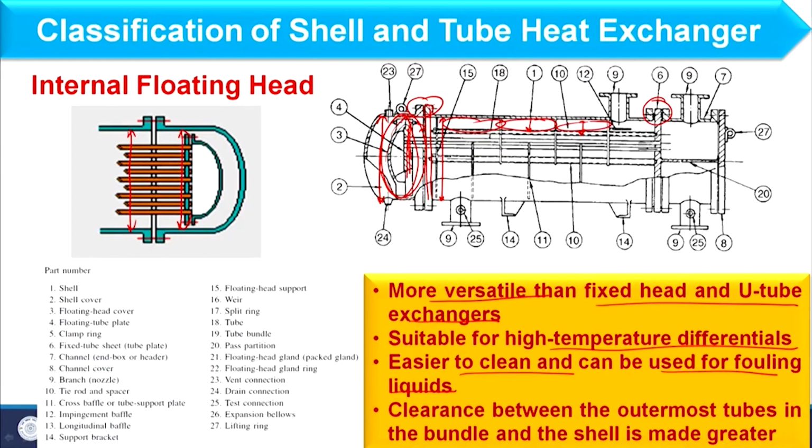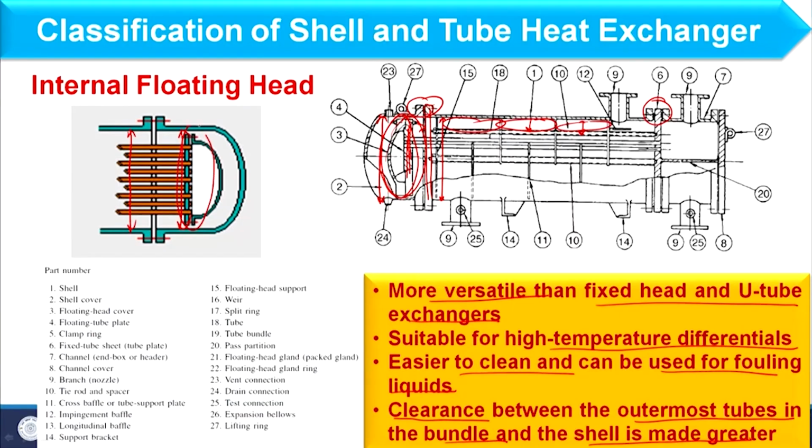And the disadvantage is it has more clearance between the outermost tube in the bundle and the shell diameter, because that gap is very large because the complete tube sheet is falling within the shell diameter, right. So, the problem that occurs over here is the clearance. This problem can be addressed if I completely place this section over here, okay. It means that the shell should start from here, not here, right.